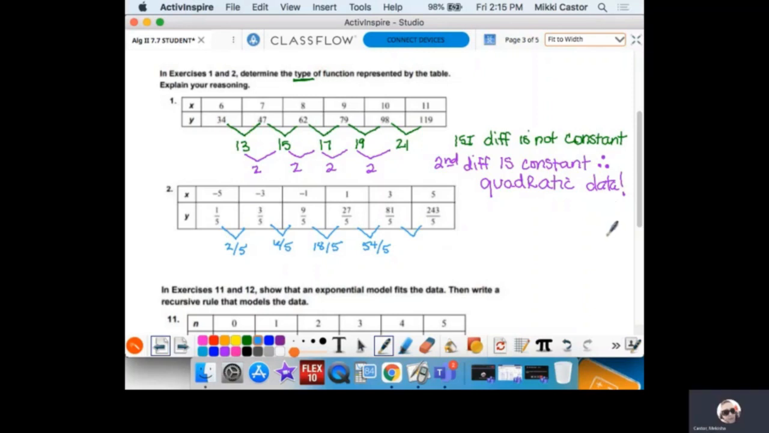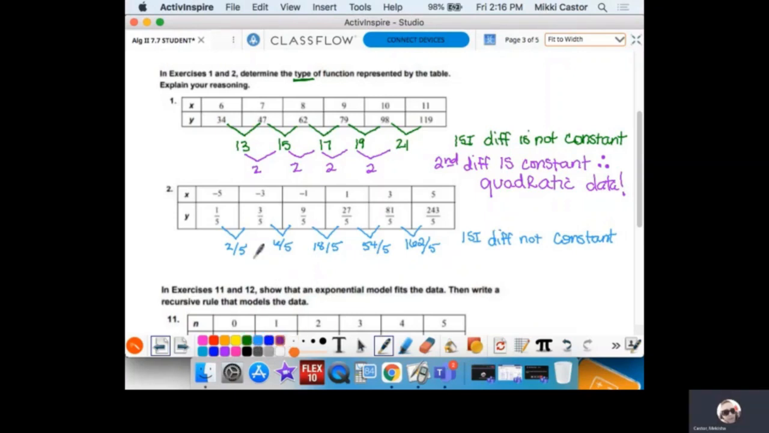All right, my first difference is constant. Now, I got 2 fifths, 6 fifths, 18 fifths, 54 fifths. What's this one? 162 fifths. So my first difference is not constant. Okay. What about my second difference?